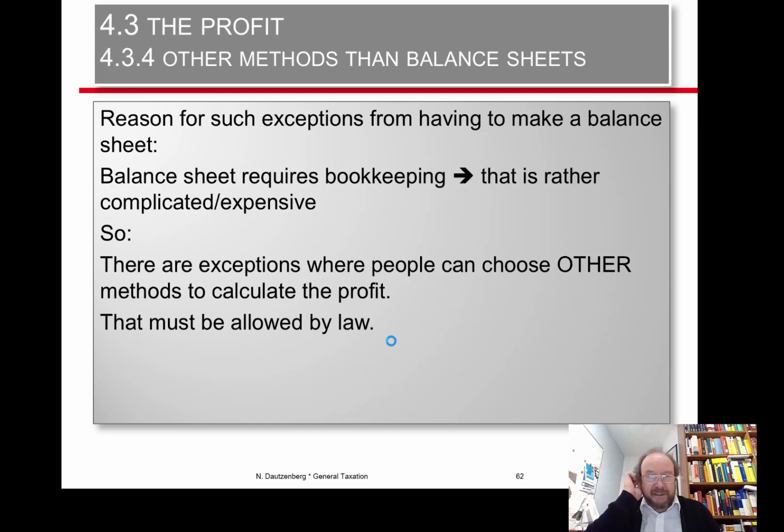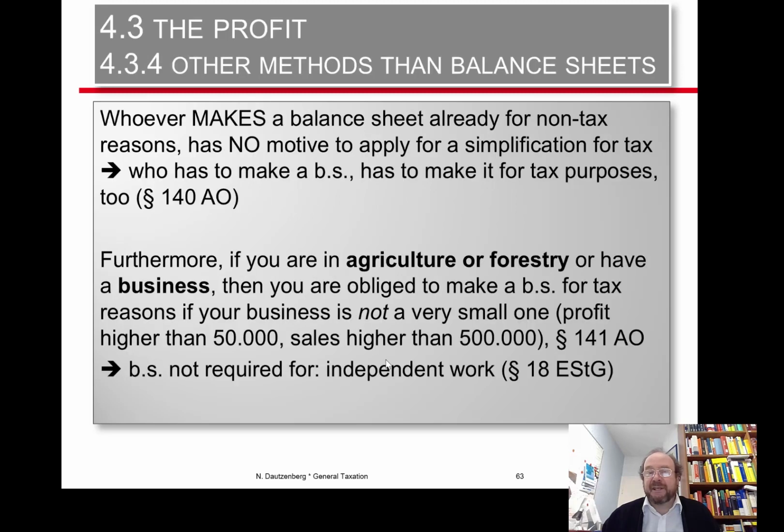Good. Just to repeat again, the reasons for the exceptions from the obligation to make a balance sheet is usually simplification. That people sometimes get the right to use other methods. Usually where somebody has already to make up a balance sheet for non-tax reasons, then there is no need for a simplification, so you also have to make balance sheets for tax purposes. That's in AO, paragraph 140.